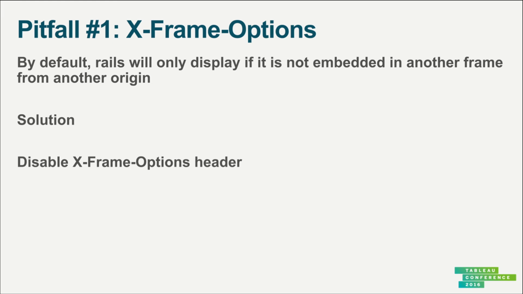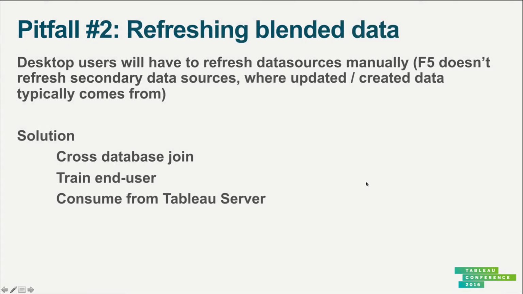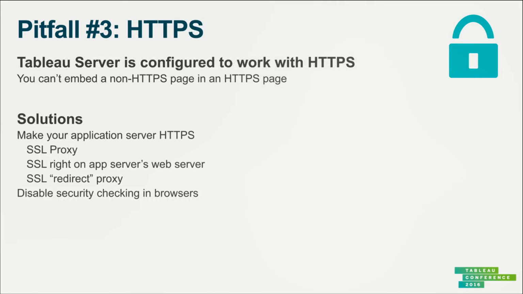One pitfall is X-frame options. This is a security feature of your browser which will not display an application unless the frames come from the same place. So you want to make sure that your comments application does not use this security feature. Another one is refreshing the blended data. We talked about it. As a desktop user, you have to go to the secondary source and refresh. We've seen the options here. Train the end user is one. Consume from Tableau Server is another one. Even better is embed and use JavaScript to do the refresh.